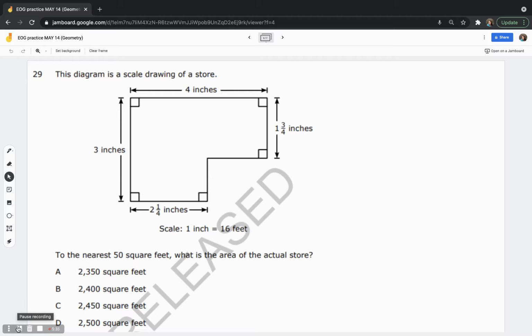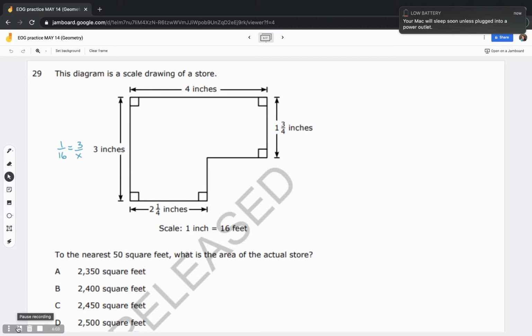Right, our next question is a scale drawing, and we want to know what the area is. And the first thing it tells us is that 1 inch is equal to 16 feet. So I need to go ahead and convert all my measurements to feet. So if 1 inch is equal to 16 feet, then 3 inches is equal to how many feet? So to get from 1 to 3, we need to multiply by 3. So we're going to do the same thing in the bottom. And that would give us 48 feet.